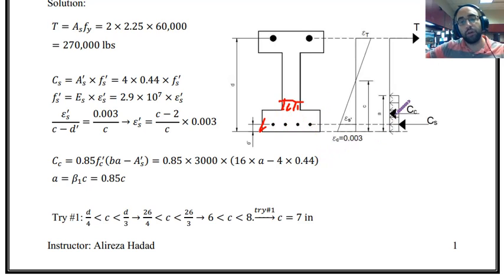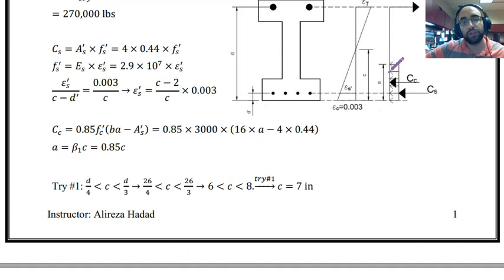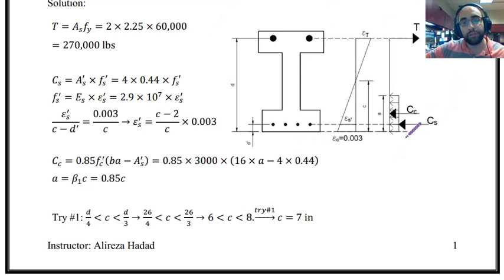But if depth of compression block is just lower than the depth of flange, I mean smaller than 6 inches, then the compression in concrete will be just a simple rectangular shape inside the bottom flange. Over here, based on the C that we assumed or guessed at first, A is smaller than 6 inches, which means compression block is just inside the flange. This is the general configuration for a stress distribution.